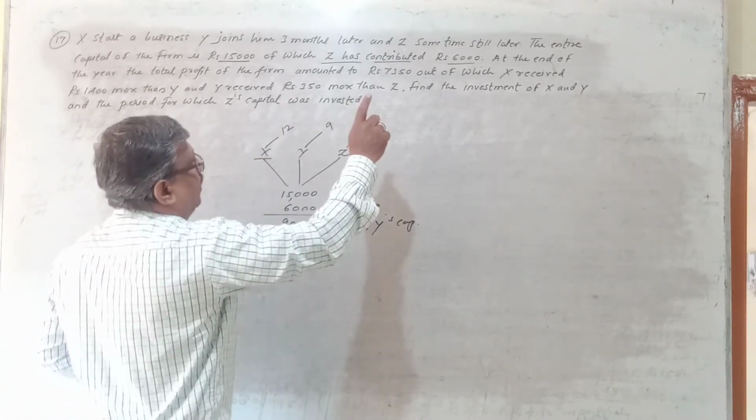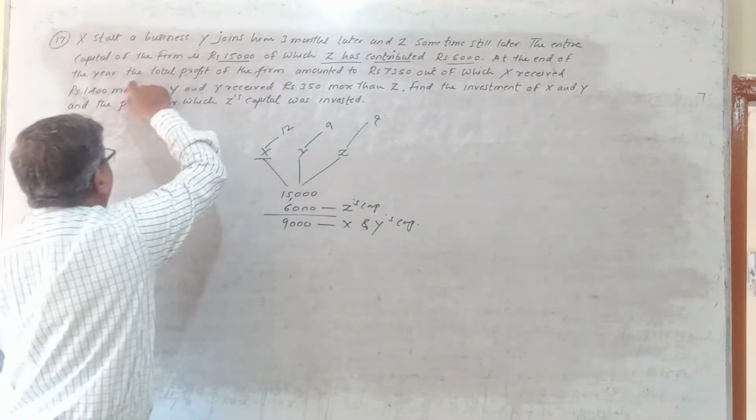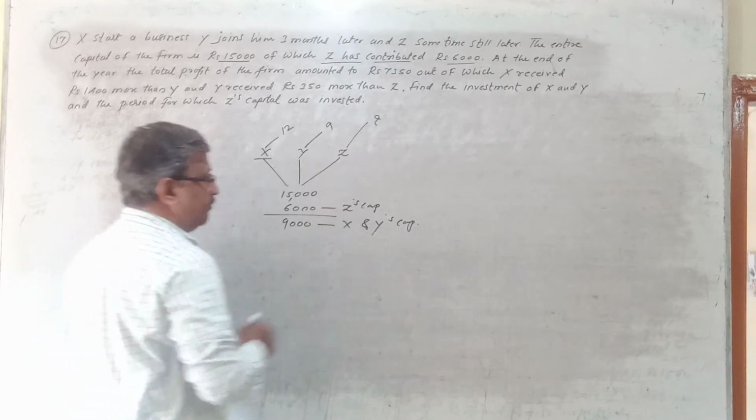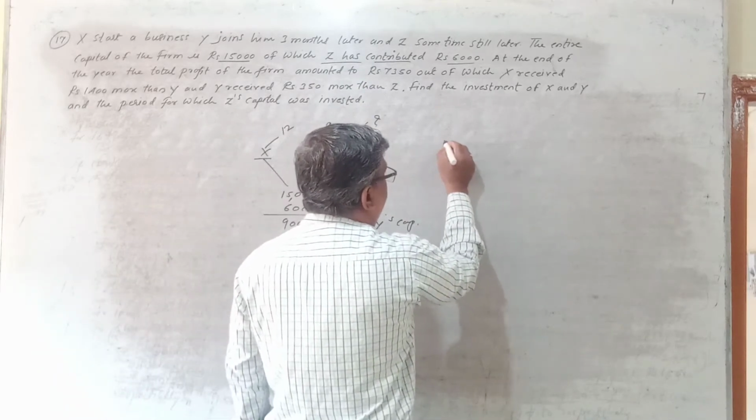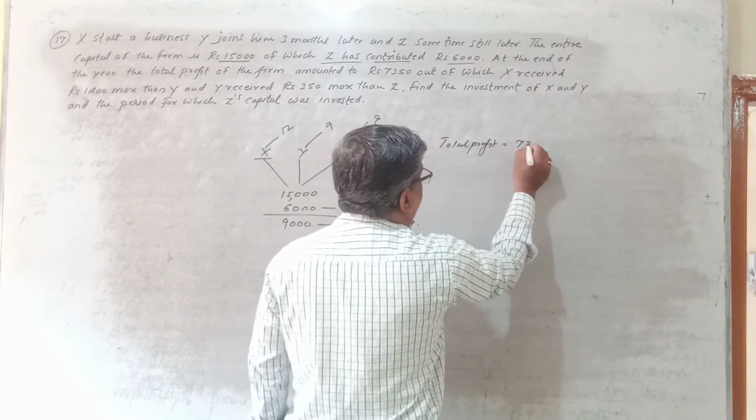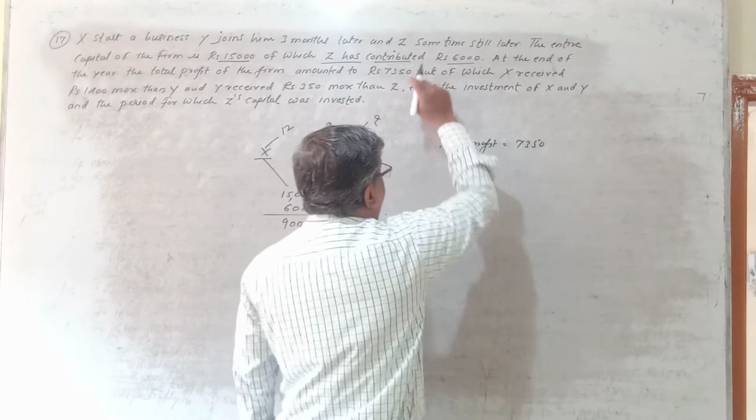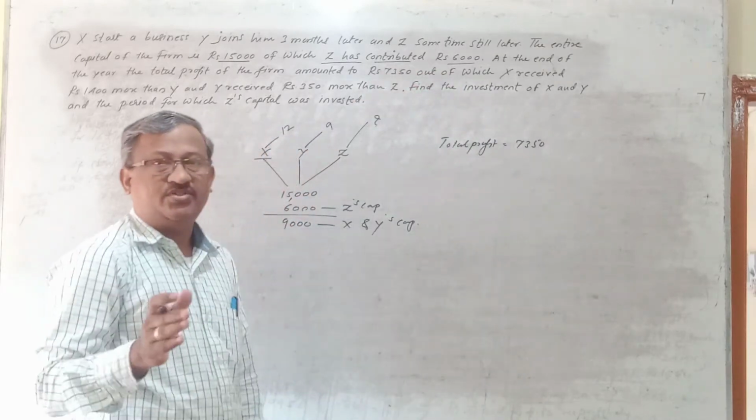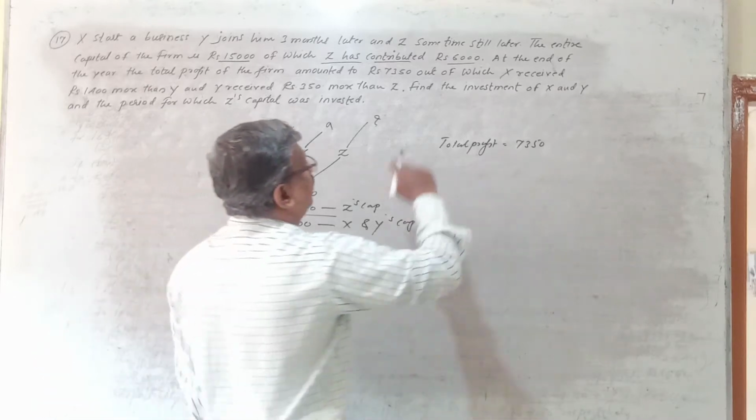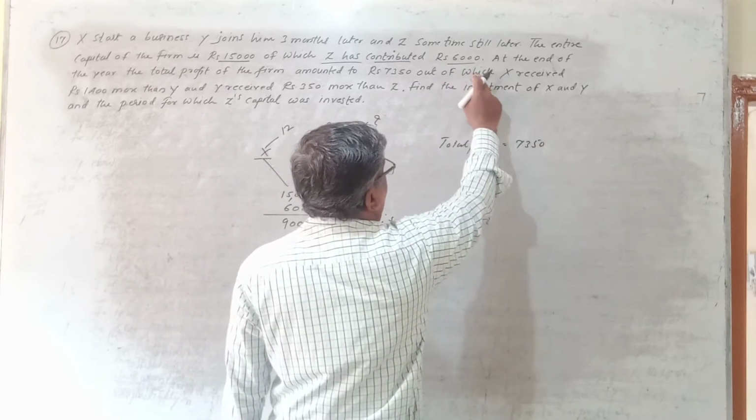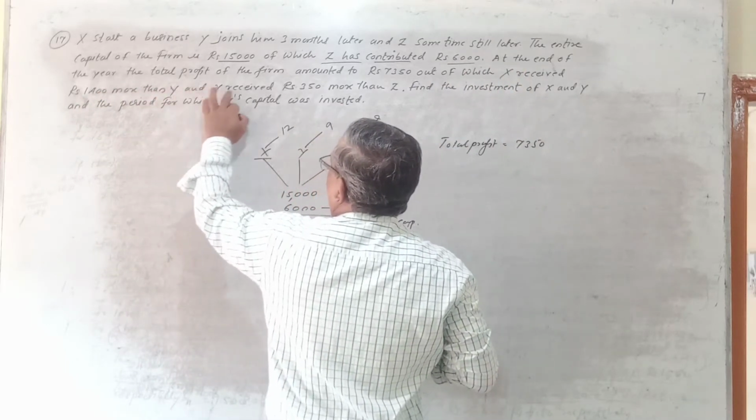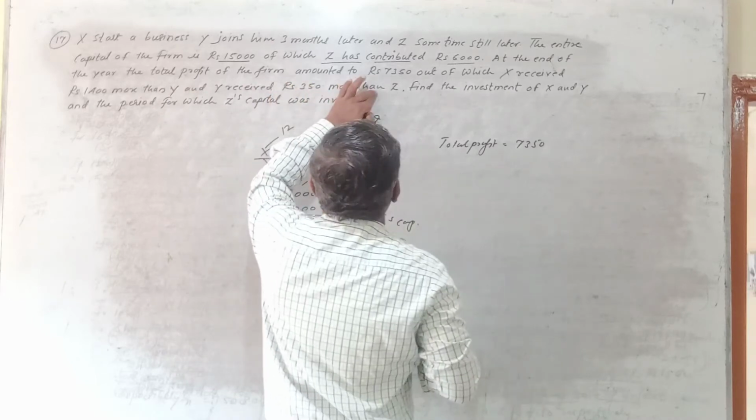Further, at the end of the year, the total profit of the firm amounted to rupees 7,350. Means the total profit earned is 7,350 rupees. After distributing this profit among these 3 partners, how they are getting the shares is also given in the problem. Of which, X received rupees 1,400 more than Y and Y received rupees 350 more than Z.